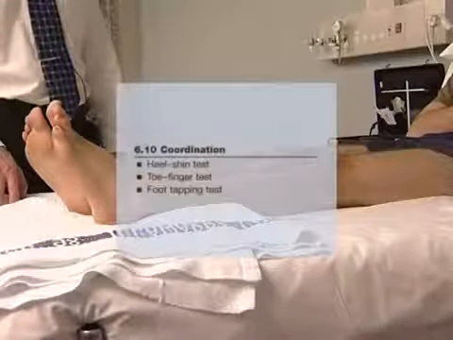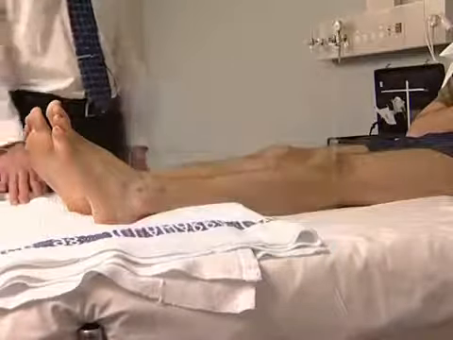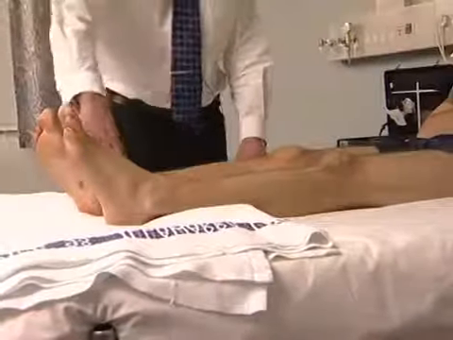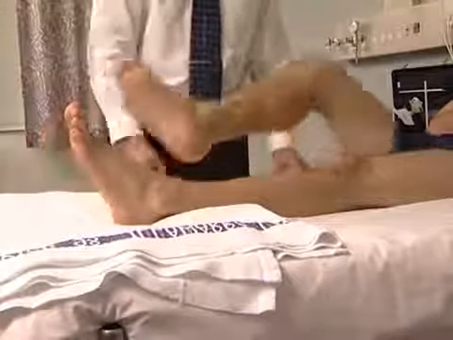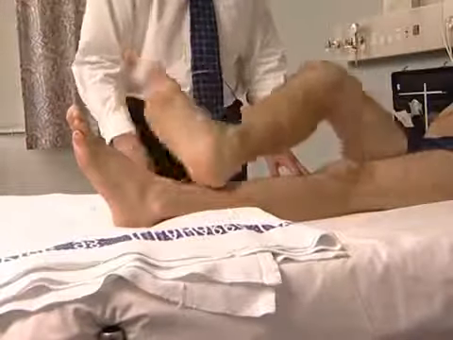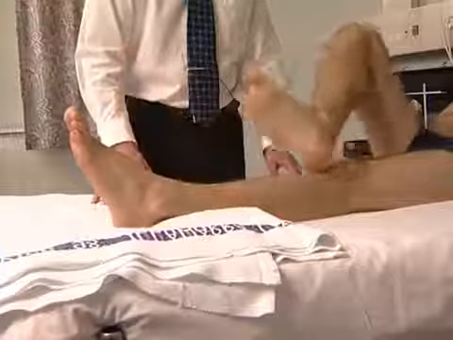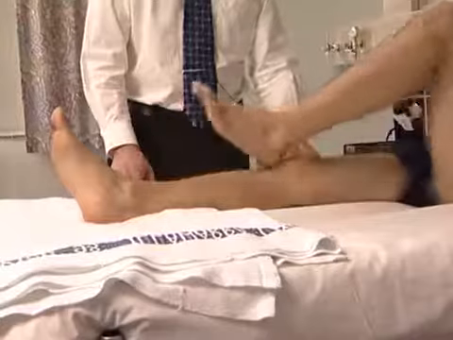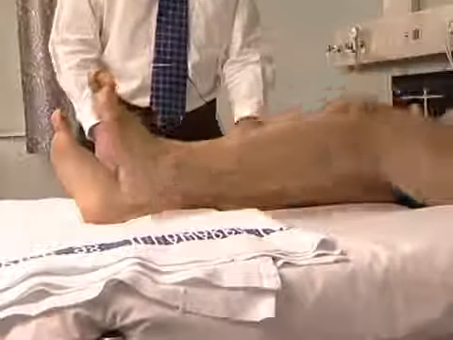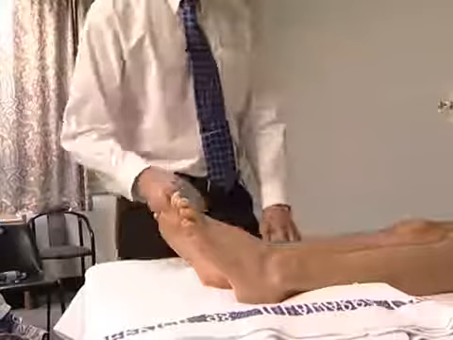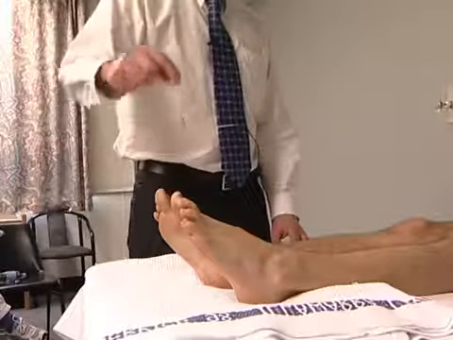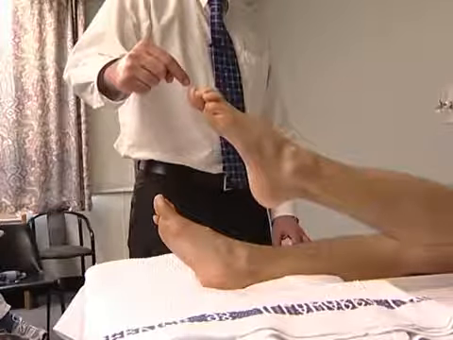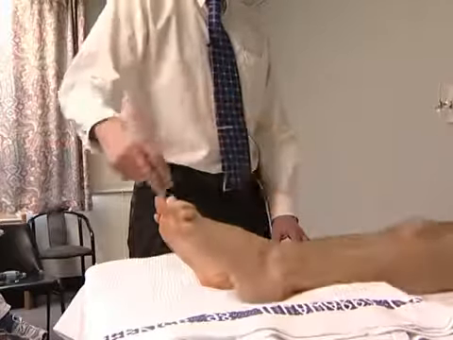Coordination is tested next. Start with the heel-shin test. What I'd like you to do is put this heel on that knee. Yep. And now go up and down the crest of your shin. Right, thank you. And in patients with cerebellar disease, the heel wobbles and oscillates from side to side. Now perform the toe finger test. Look for intention tremor. Reach up with your toe to try to touch my finger. Just hold it in that position. That's good, thanks. And try it with this side.